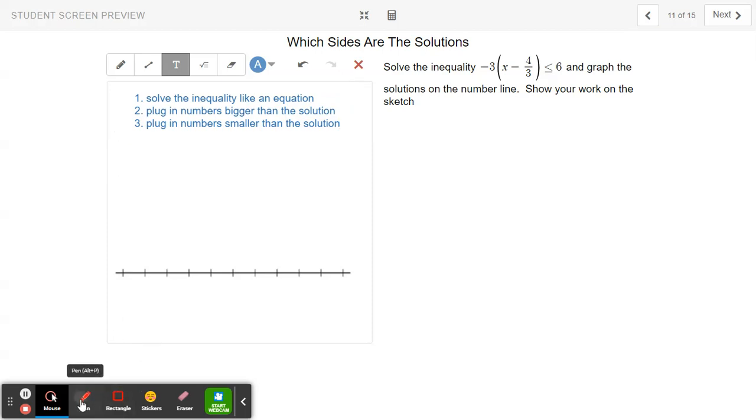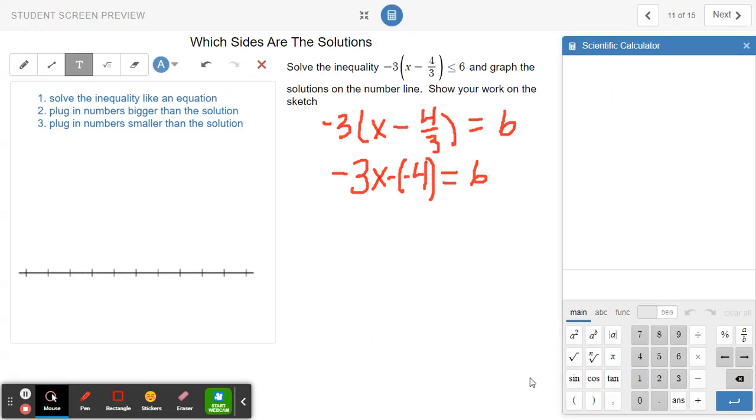So let's try this out. We have to solve this inequality. So go ahead and try to solve this on your own and then see if it matches up. All right, so I've kind of paused. I started writing out this equation to solve it, and I'm using the distributive property, meaning I'm taking the -3 and I'm going to multiply it by both the x and the 4/3. And so I just wanted to show something.